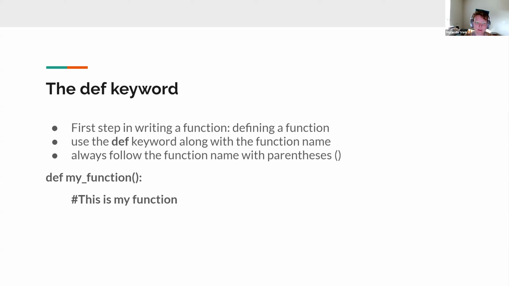Now, the first step in writing a function is defining it. To write a function in Python, we're going to use the def keyword along with whatever you want to name your function. You're always going to follow that function name with parentheses, and we can talk about that later. But if we're defining a function, use the def keyword, def my function, open and close parentheses, and then a colon, because we always have those colons when we're defining loops or if statements or functions in Python. Let me show you what this looks like.